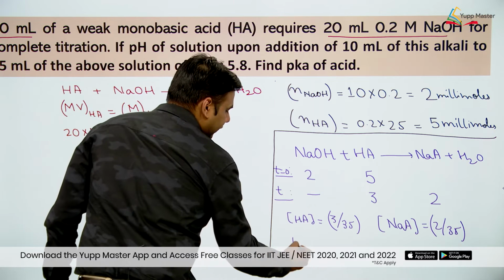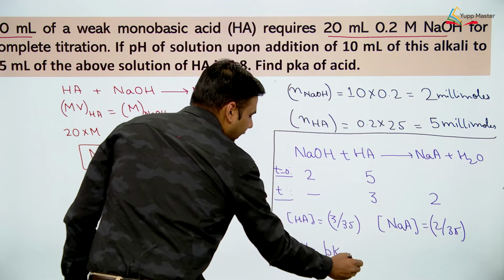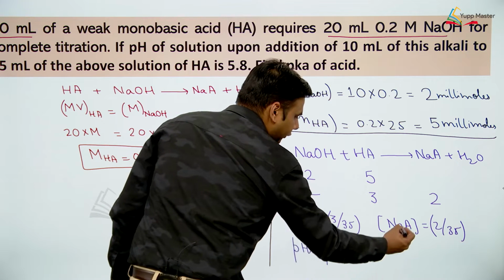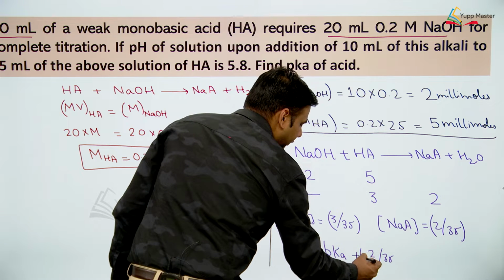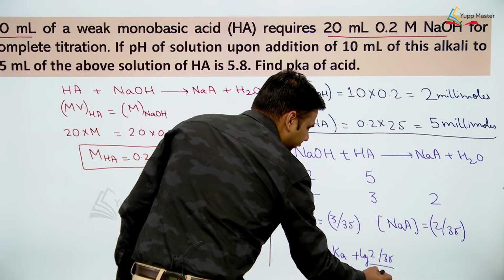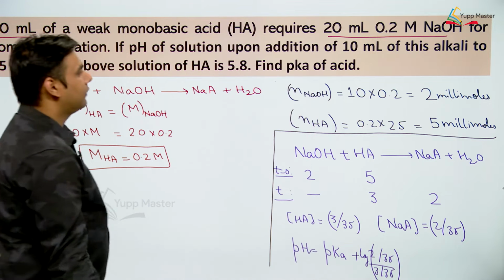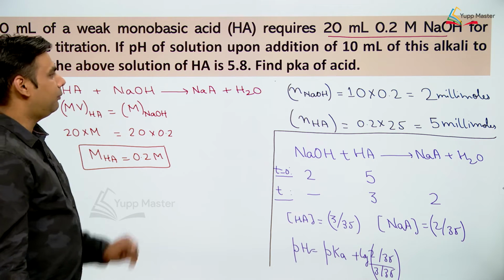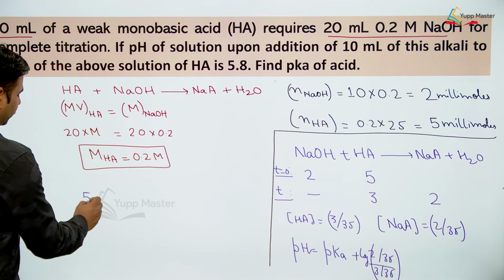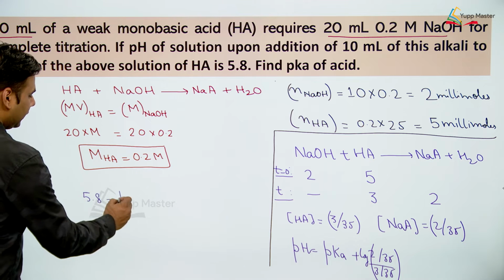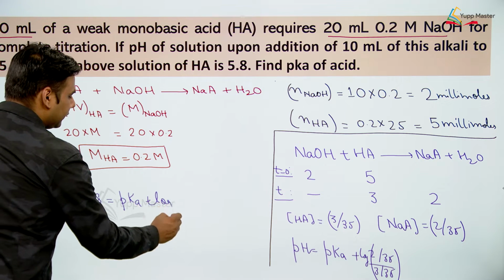So pH in this case would be pKa of acid plus log of concentration of conjugate upon concentration of acid. So this is the data. Now we know that the pH is 5.8. So this is equal to pKa plus log of 2 by 3, right?